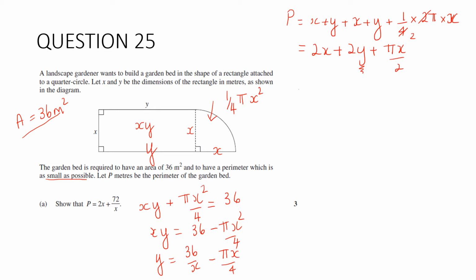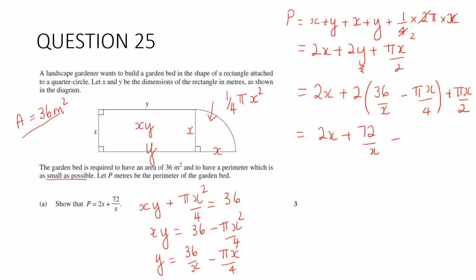And now let's substitute that into our perimeter equation. 2x plus 2 lots of all of that, 36 on x minus pi x on 4, plus pi x on 2, equals 2x plus 72 on x. Take 2 pi x on 4, which is pi x on 2, plus pi x on 2, and I believe we are done. 2x plus 72 on x.